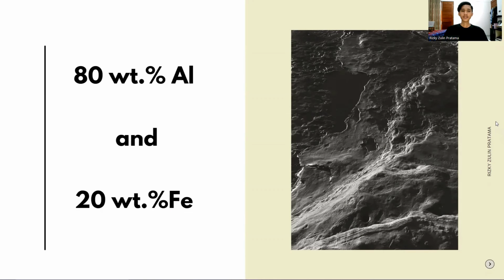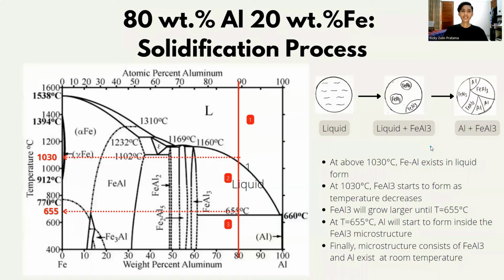Next is the phase diagram of 80 weight percent of aluminum and 20 weight percent of ferrum. First, the solidification process of 80 weight percent aluminum and 20 weight percent of ferrum. From the diagram, there are three phases: 1, 2, and 3.